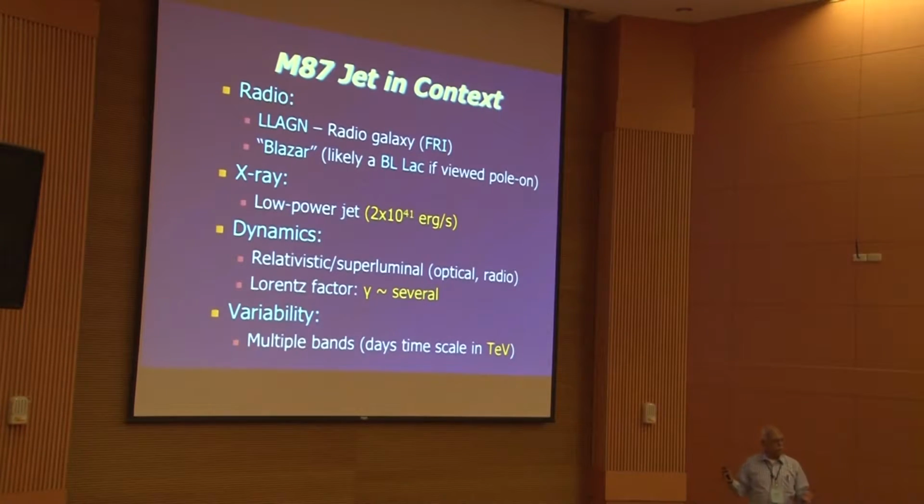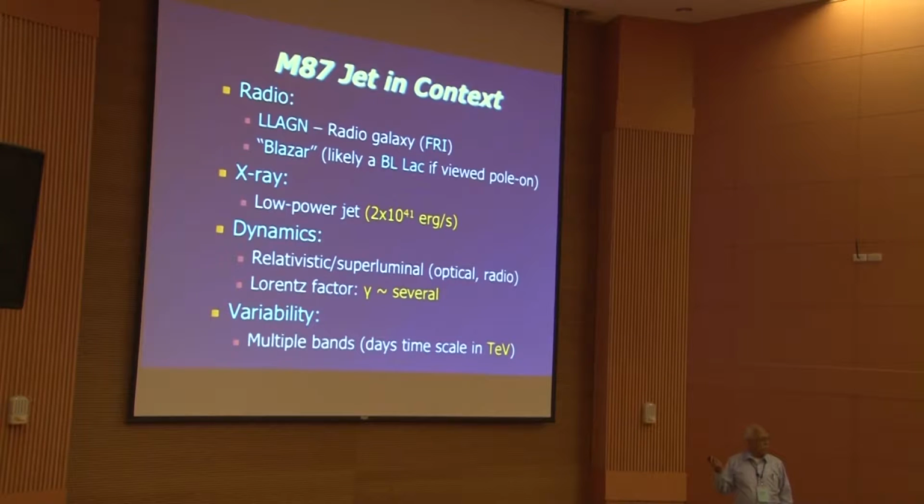If you try to put M87 in the context of AGN in general, I think it's an LLAGN, a low luminosity AGN. It would be called a radio galaxy. It's an FR1 type, right? It doesn't have these edge-brightened lobes. It's a low-power FR1 system.